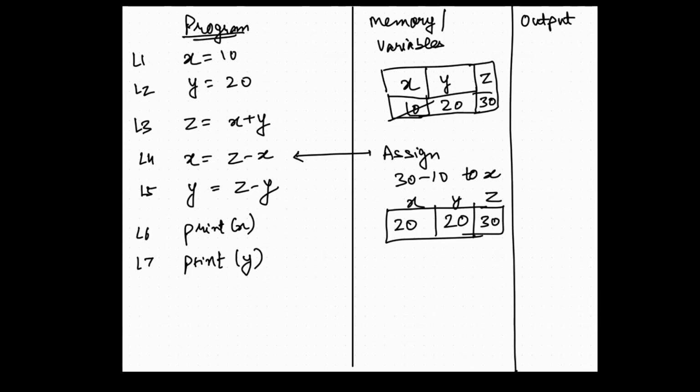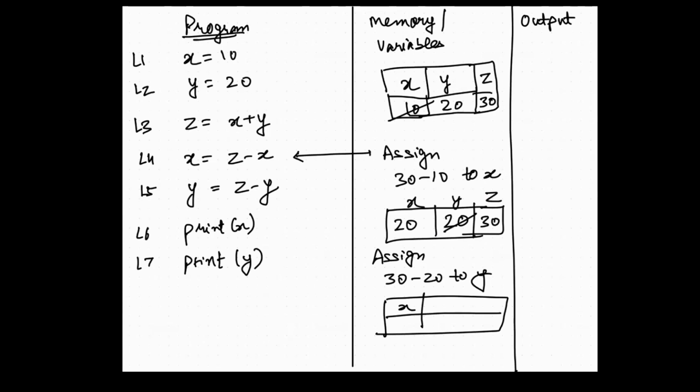Go to line number 5. Y is assigned the value z minus y. At this point of time, what is the value of z? 30. What is the value of y? 20. What is the value of z minus y? Assign 30 minus 20 to y, right? So therefore, the value of y now becomes 10. So we update the table. Again, we delete the value. x, y, z. X is now 20, y is 10, z is 30.